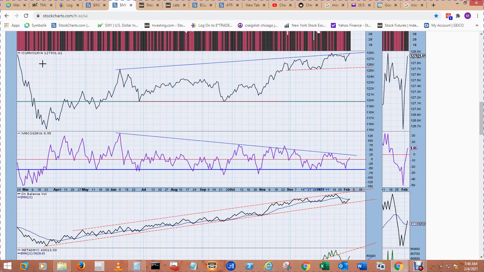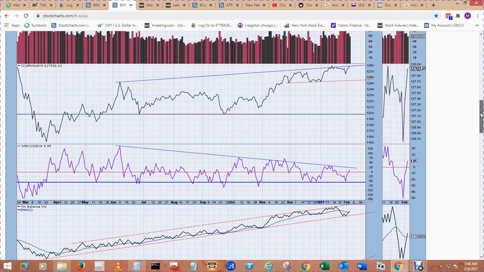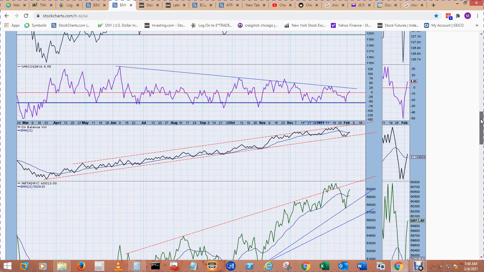Here's the cumulative volume for the NYA. Here's the McClellan volume oscillator. And you can see, we'll stop here and explain this a little bit. Notice that there's a zero line, and it's above zero now.